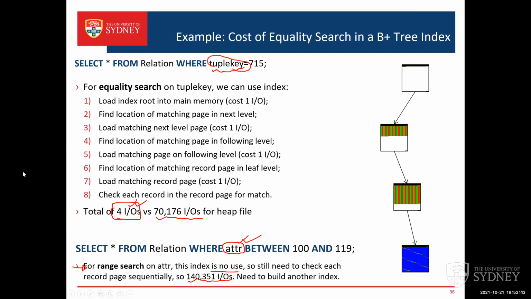Someone is asking for page number 36. This is page number 36. This one is for the heap file on average. That is the best case for linear search that we had. So this one is 70,176 because of n by 2, the average that we had for the heap file.